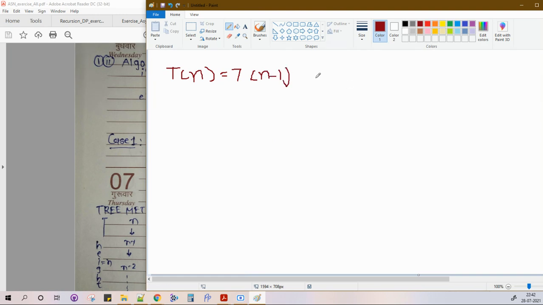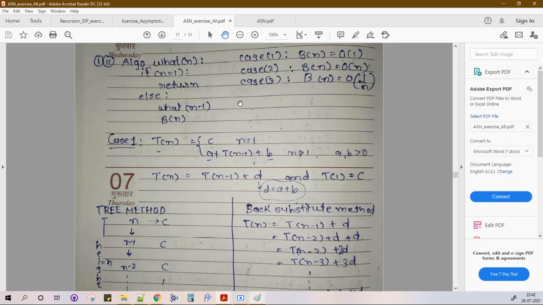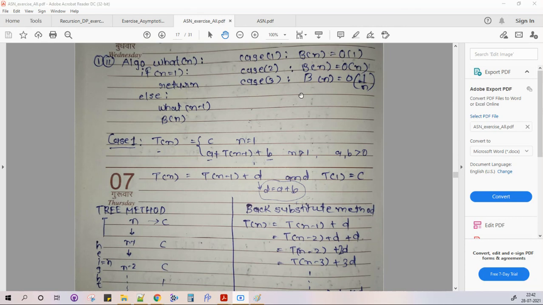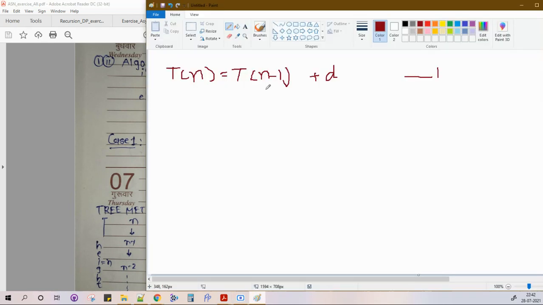So now what we have is plus some constant d, right? So how the back substitution method works is, see, this is the first call that we are making. First call means if I have T(4), I will call T(3) and I will check the condition. So b(n) is order of 1. I am checking if n equals 1, which is also order of 1, constant time, right?